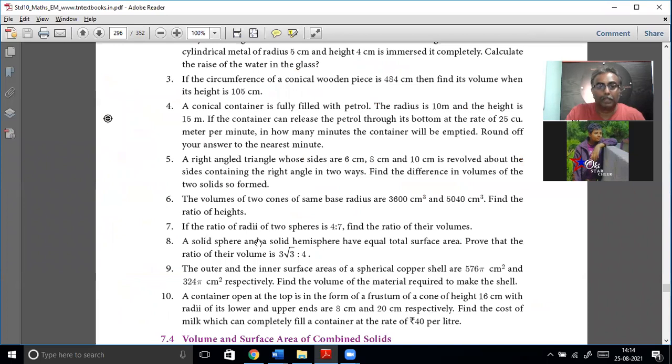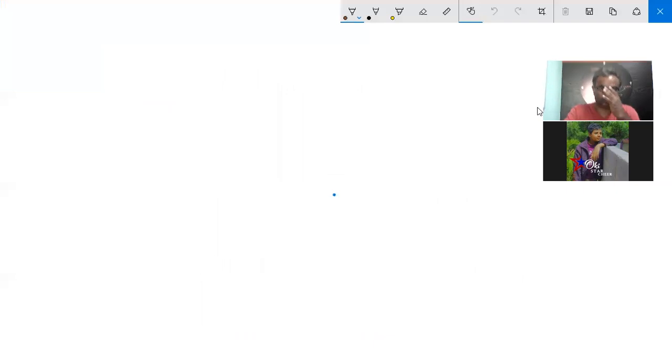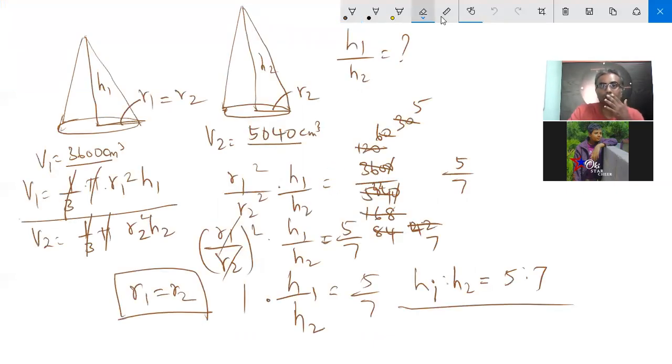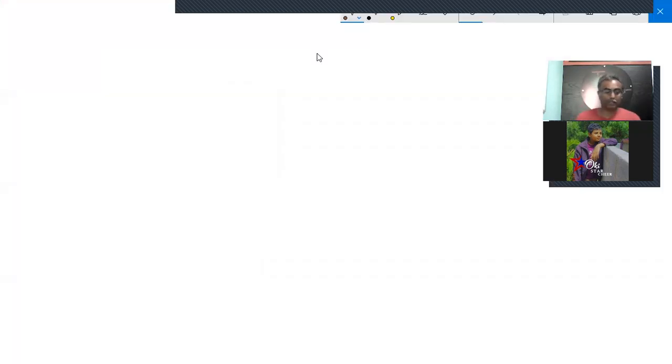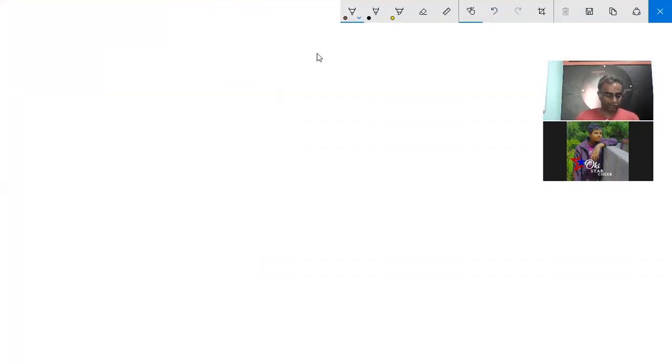Now what? If the ratio of radii of two spheres is 4:7, find the ratio of their volumes. Seventh sum. Let's try this one now. You should read all these things at your home. Go and revise it. Make sure you understand all the steps that are done.